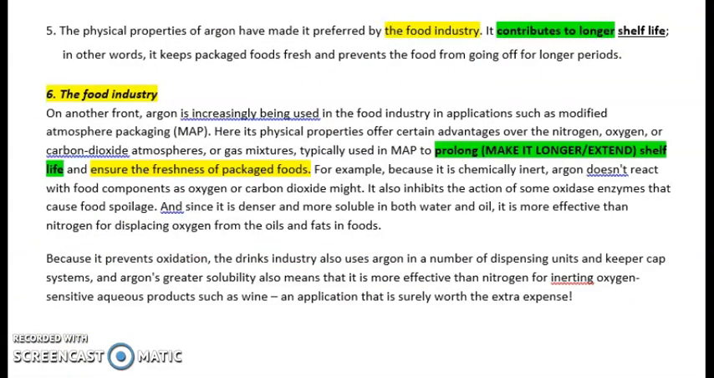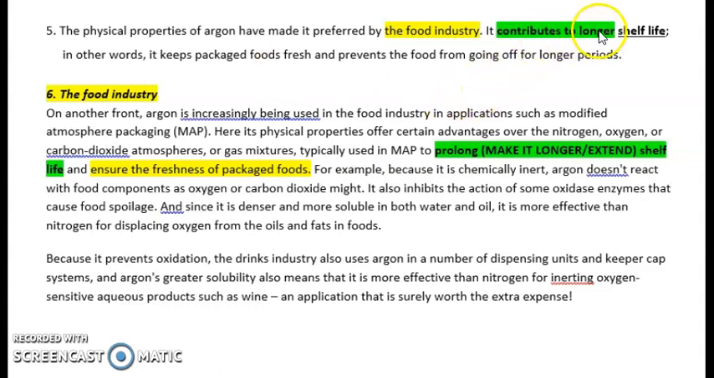Question 5 was about the use of argon in the food industry. So the keyword here is the food industry. In the reading text, we have a part titled the same. And here it says the physical properties of argon have made it preferred by the food industry. Okay, so how does argon help in the food industry? We will learn this now.